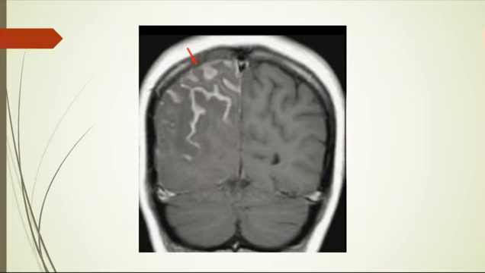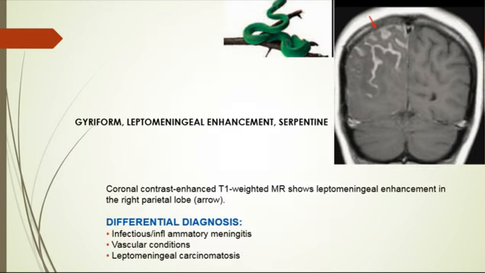So this has a differential diagnosis of what? Meningitis in general. Okay, increased leptomeningeal enhancement. This is the serpentine-like. Serpent means like a snake. So you can see this coronal contrast enhanced T1 showing leptomeningeal enhancement in the right parietal lobe, which suggests either infectious or inflammatory meningitis, vascular conditions, and leptomeningeal carcinomatosis. The enhancement of the arachnoid and the pia mater reflects breakdown of the blood-brain barrier, with subsequent contrast leak from the vessel into the cerebrospinal fluid.